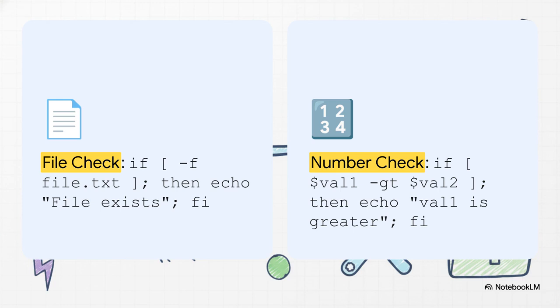First up, making decisions. The if statement, along with the test command, which you usually see as these square brackets, is how your script thinks. You can check for all kinds of things. Like in this first example, the -f flag is testing if a file exists. In the second one, -gt is checking if one number is greater than another. Super powerful stuff that lets your script run certain code only when a condition is met.